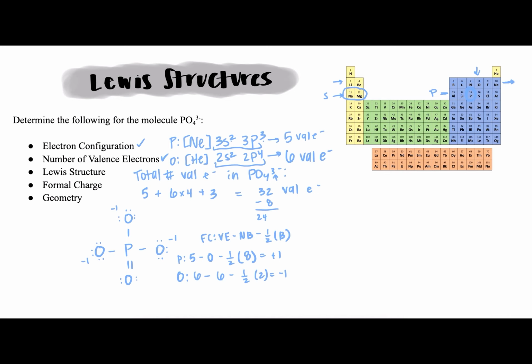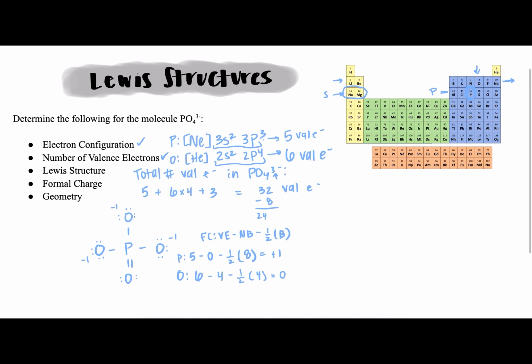So now let's take a look at the new oxygen formal charge. So it still will have 6 valence electrons. Now it only has 4 non-bonding because it has 2 lone pairs. And then it has 4 from the bonding because there's a double bond, so that's 2 electrons per bond. So now its overall formal charge is 0 for just that oxygen.